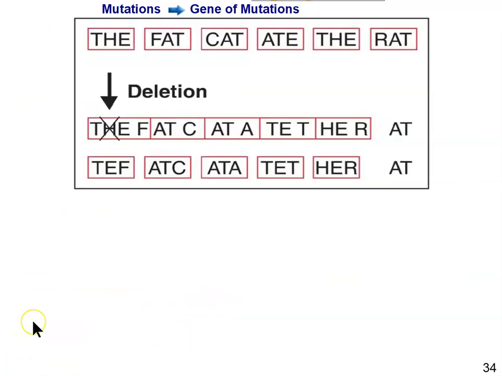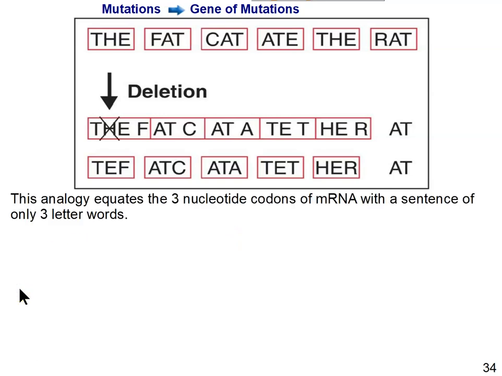Frame shifts can also result from deletion, and in this example, we're looking at a sentence made up of 3-letter words to represent the 3-letter codons in messenger RNA. The fat cat ate the rat. You know, simple sentence, 3-letter words. But if we eliminate the H in the, then the reading frames are shifted. And if we read those letters in 3-letter words starting from the beginning, it's nonsense. It doesn't make any sense. It's missense, as we say in genetics anyway.